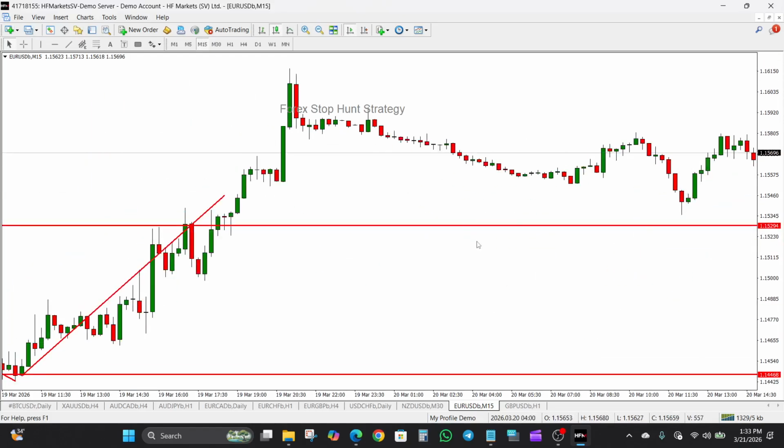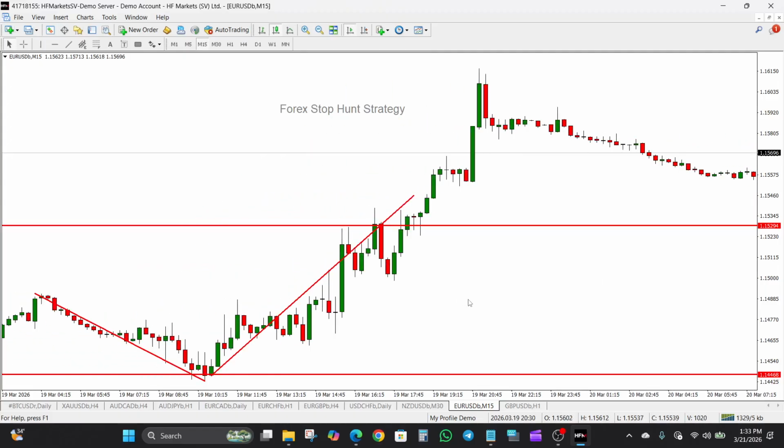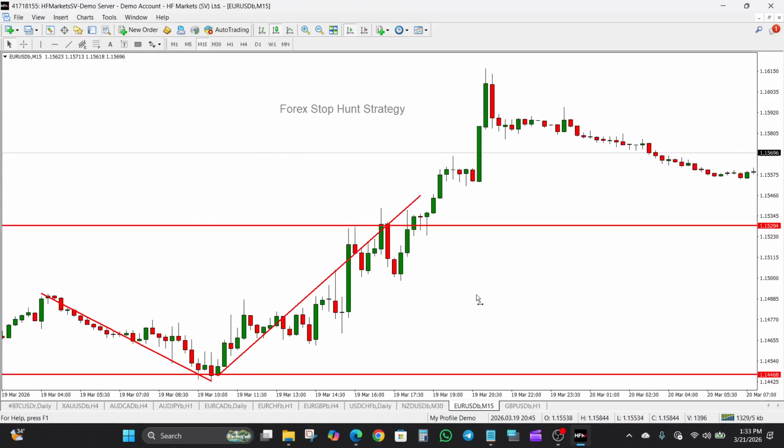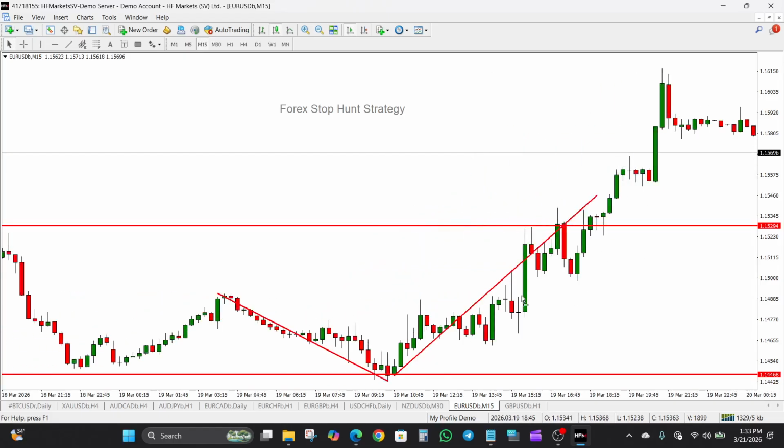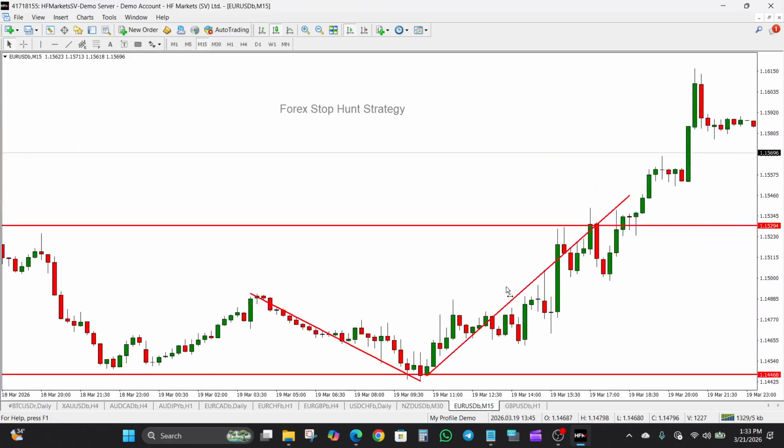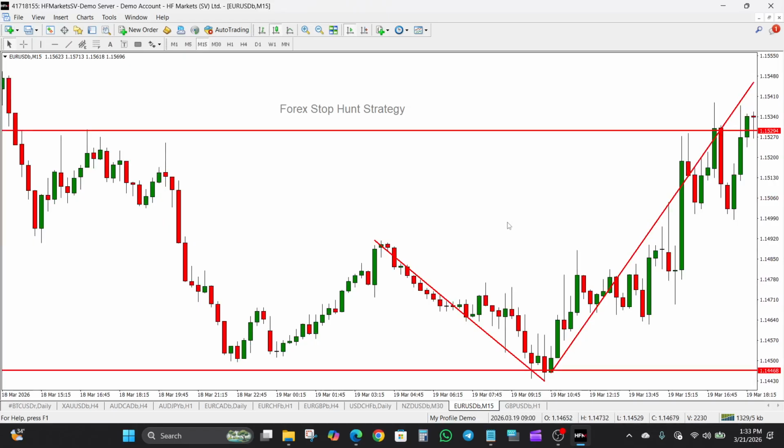So instead of seeing this as manipulation, traders can learn to use it. Some traders wait for these stop hunts to happen before they enter their trades. They look for signs like false breakouts, maybe quick reversals or strong rejection candles. The idea is to avoid getting caught in the trap and instead trade in the direction of the real move after liquidity has been taken.